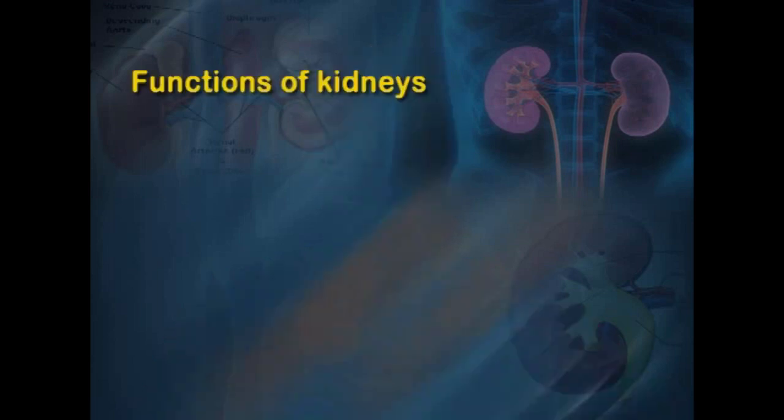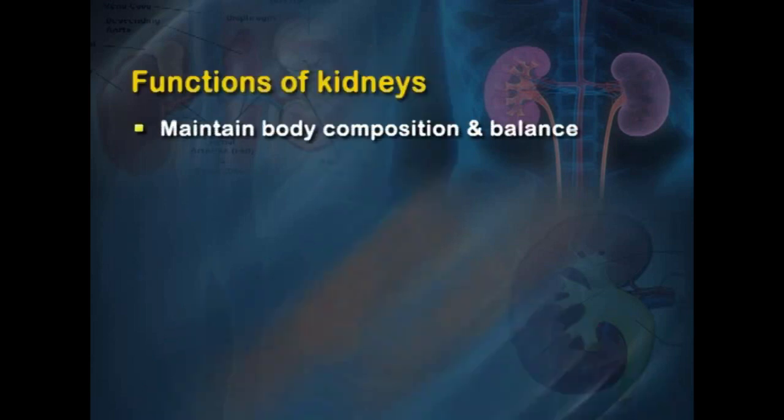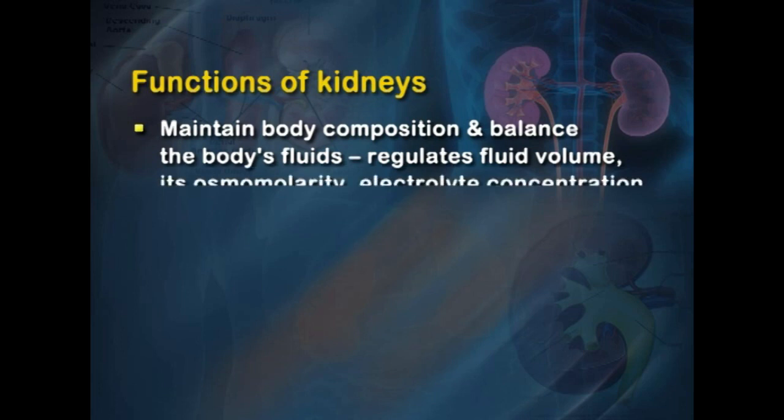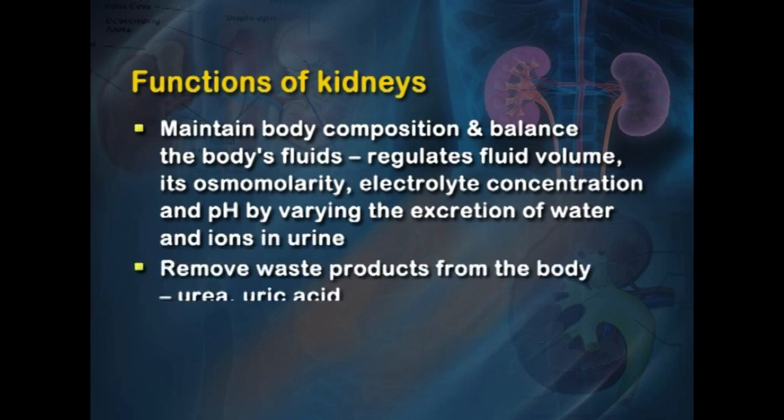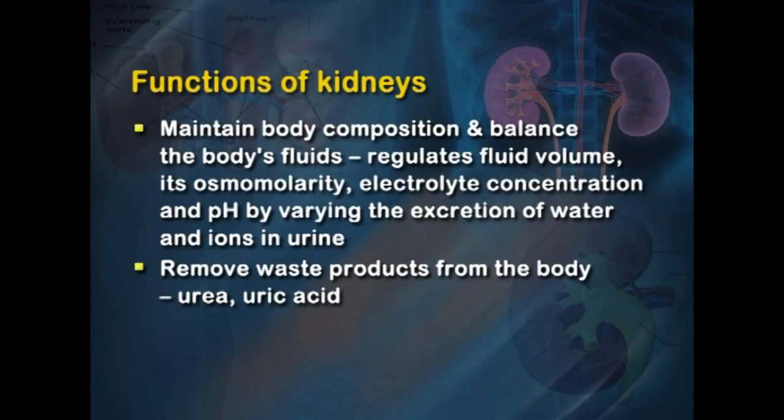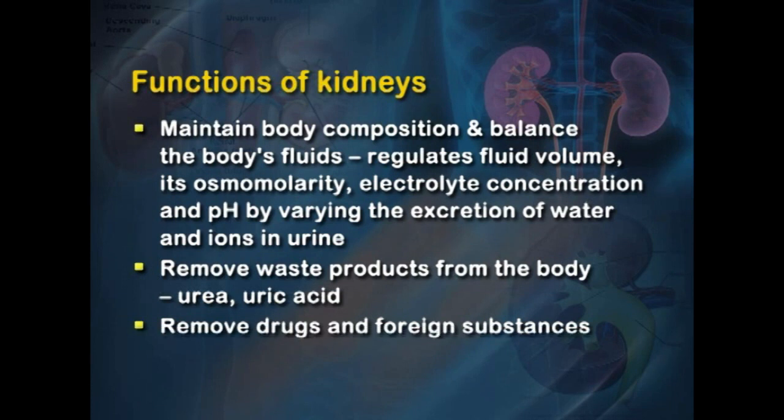If we look into the basic functions of kidneys, most important, they maintain body composition and balance the body's fluids. They regulate fluid volume, osmolality, electrolyte concentration and pH by varying the excretion of water and ions in the urine. They also remove waste products from the body, such as urea and uric acid. These are the major end products of nitrogen-containing compounds like proteins, purines and pyrimidines. They also remove drugs and foreign substances like toxins from the body, which are taken either intentionally or unintentionally.